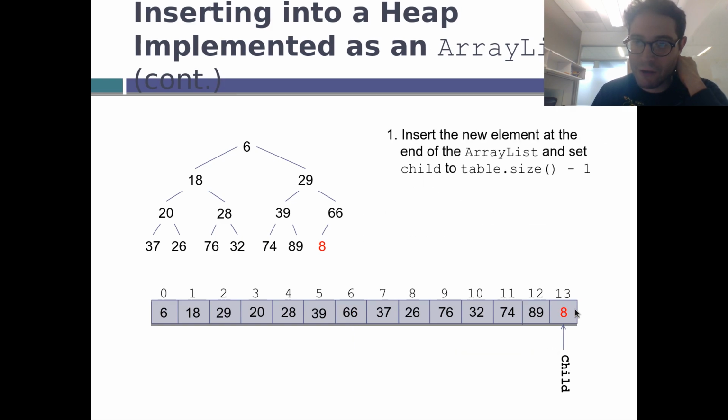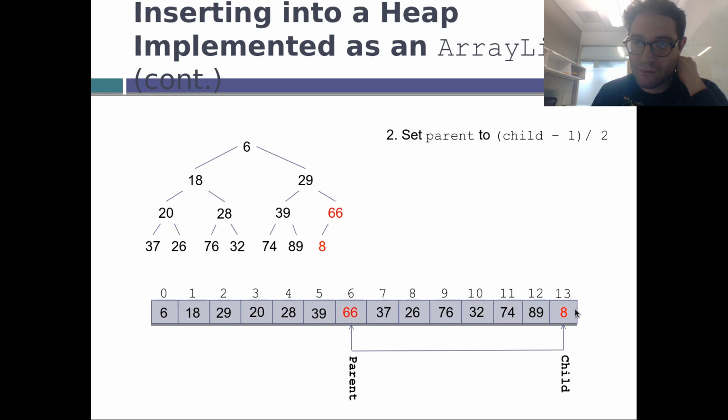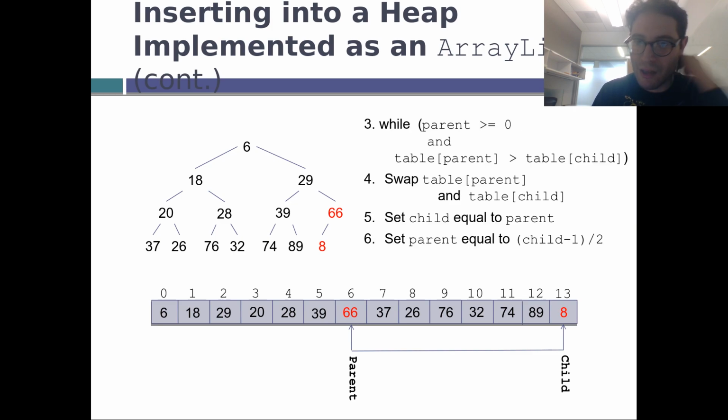And then I have to figure out what my parent is. So I insert an item, figure out what my parent is using the formula: my parent is (child minus 1) divided by 2. And then I just have this loop. While I have a parent, right, my parent is at a valid index, and my parent is bigger than me, while I am smaller than my parent, I swap myself and my parent.